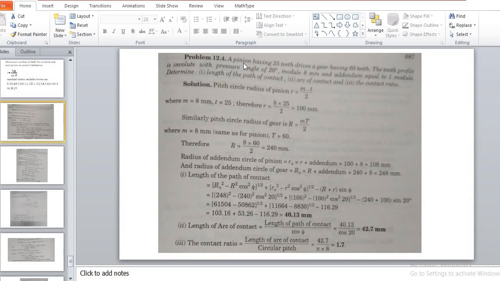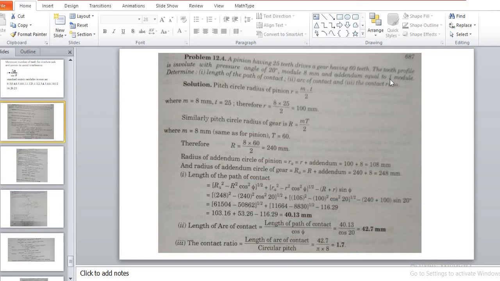The teeth are given for that pinion and for that gear. For the pinion, the number of teeth is 25. For the gear, the number of teeth is 60. The tooth profile is considered an involute tooth profile with a pressure angle of 20 degrees. The module is given as 8 mm. This module is the same for the pinion and the gear.